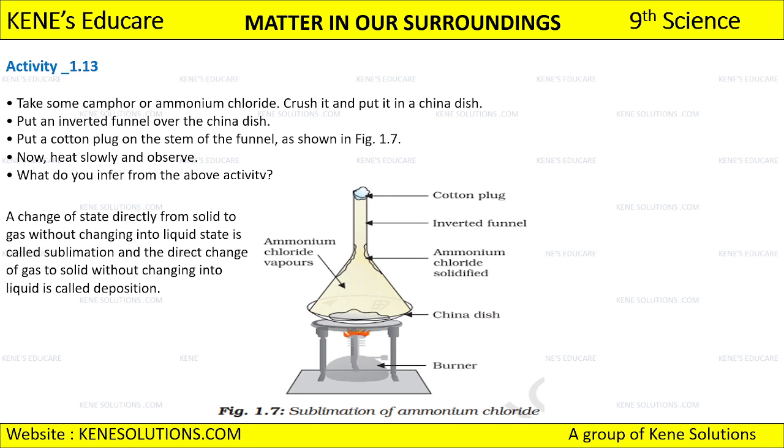And when the direct change of gas to solid without changing into liquid takes place, it means we are converting the gas directly to solid. We are not converting it to liquid in between. In that case, we call it deposition. So here we have two important definitions. One is sublimation, where solids are getting converted to gaseous state without changing into liquid. And in deposition, gas gets converted to solid directly without changing to liquid. We call that the deposition process. Got it?